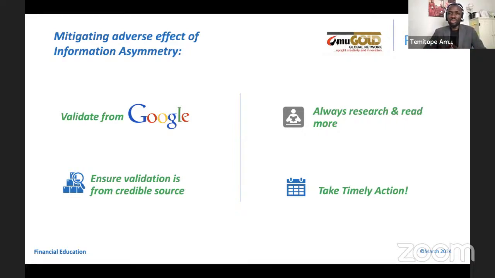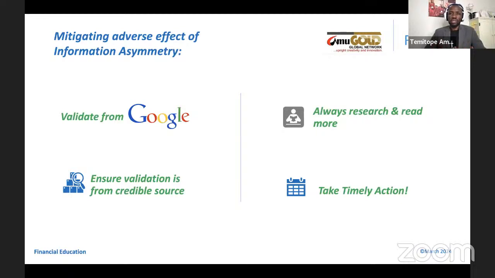You need to research more. Even if you are given a website link or access to that information, you need to read more about it. If you have access to the direct website, go straight to the website and read more about it, but ensure validation. So that's the second thing I have here. If you go to Google to read about any topic or any information that someone shared with you, ensure the validation is from a credible source. So you can access it from Google, that's the first thing, or you can validate from it. Or when you have the link, ensure that you are using a credible source.